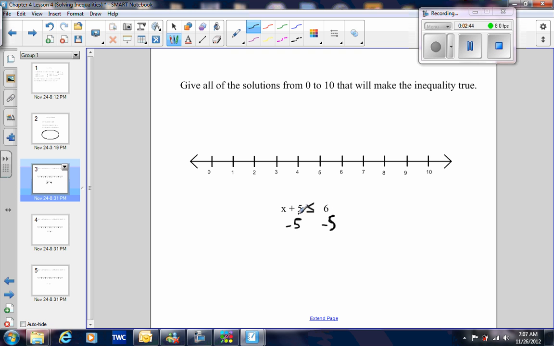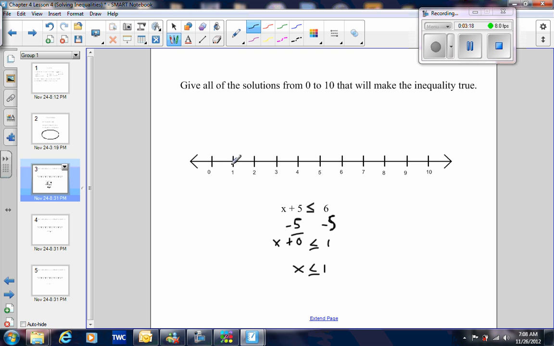So the whole reason I chose 5 here is because then x would be all by itself. 5 minus 5 is 0. And now I have x plus 0, which basically means it's all by itself. I have nothing added to it. Less than or equal to 6 minus 5, which is 1. So x, whatever x is, this unknown, this variable that we have, is less than or equal to 1.